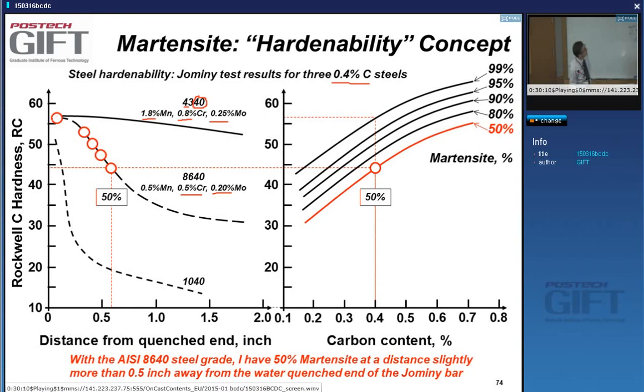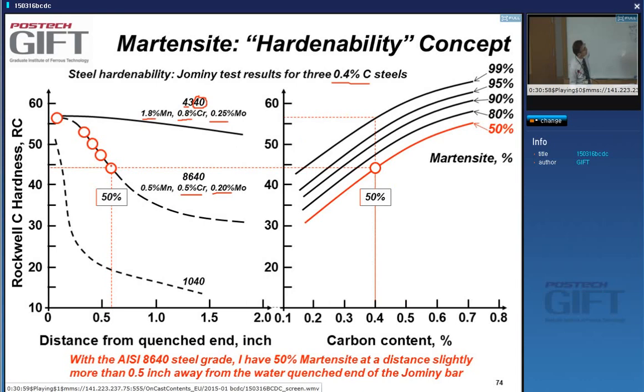So if we look at this point here, the microstructure is fully martensitic. 0.4 carbon, fully martensitic. This is the hardness. That's why I know that here it's fully martensitic because of the hardness. Not because somebody's told me, but because I know here if I have 0.4 carbon, I should have a little bit over 55 Rockwell hardness.